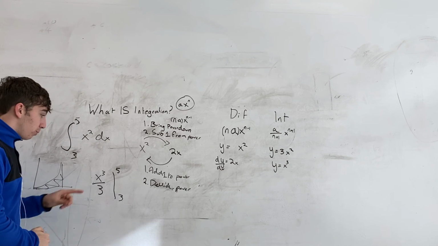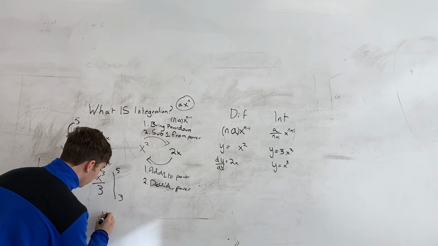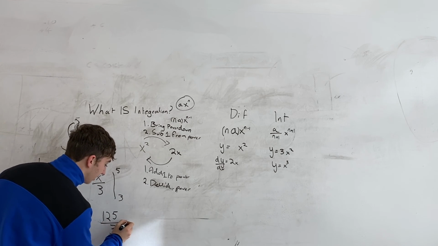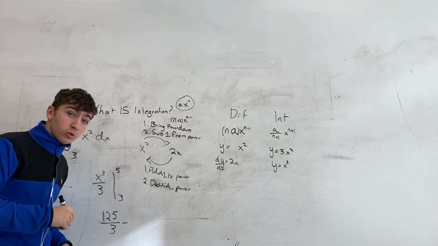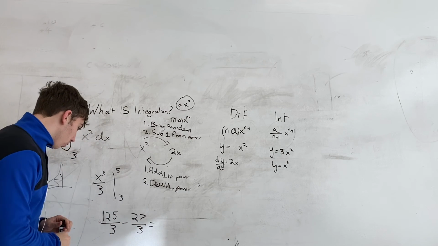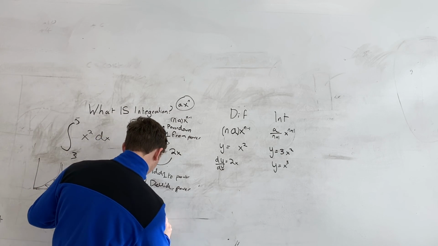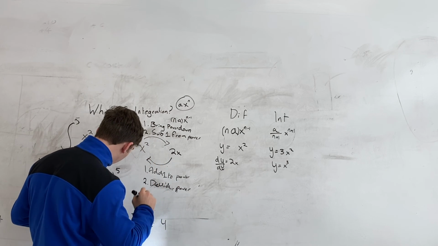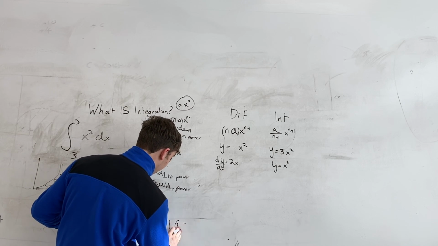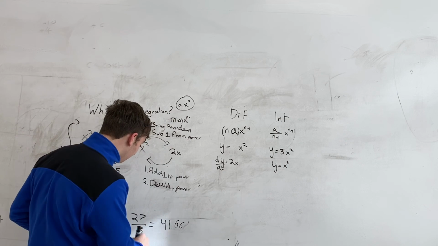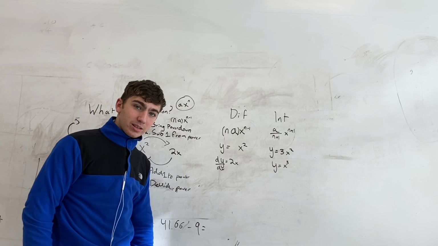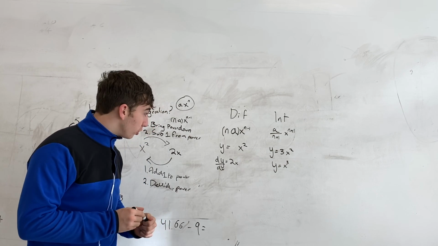So what we're going to do is put in 5, and that's going to be 125 divided by 3, and then subtracted by whatever we put into 3, and that's going to be 27 over 3. And that simplifies to 9. So 125 over 3 is about 41.67, and then that's going to be minus 9. So if we do this now, we'll get our value. And this is how we're going to do the integration.